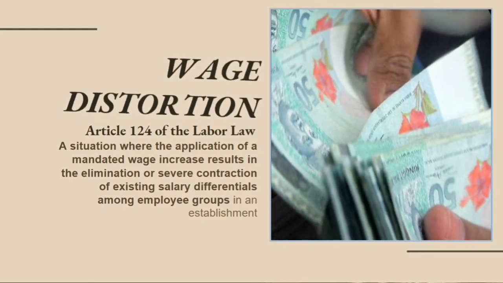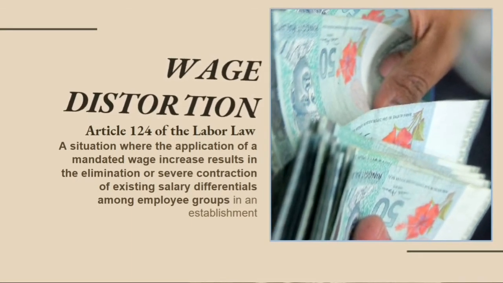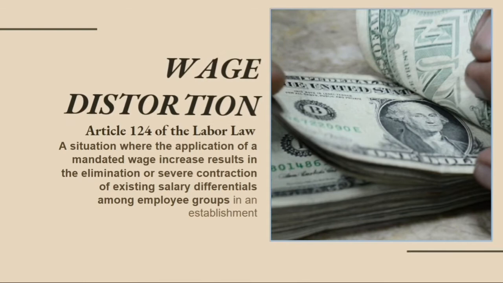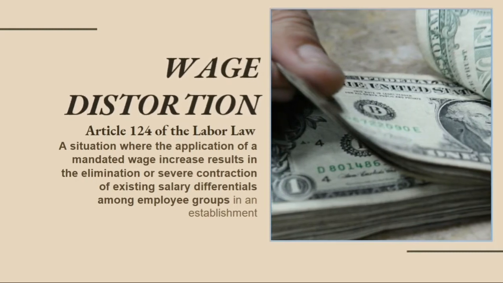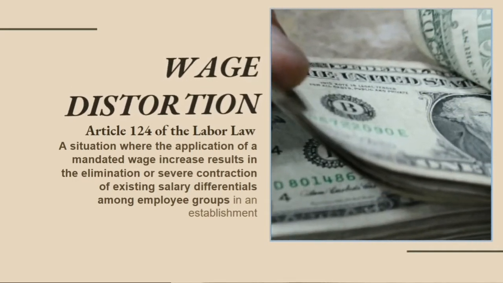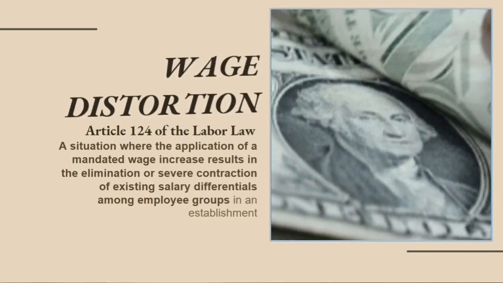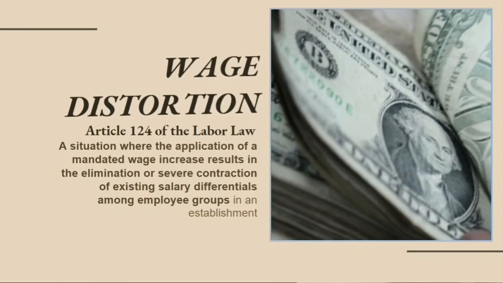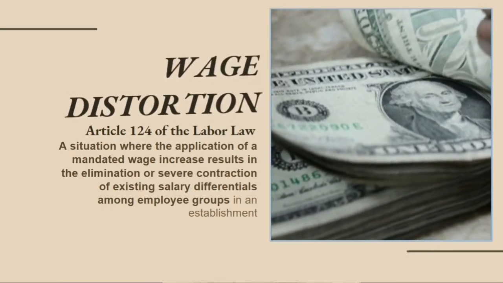So this wage distortion, according to Article 124, is a situation where intentional quantitative differences in wage or salary rates between or among salary groups in an organization are effectively obliterated, eliminated, or severely contracted. So for instance, class, employee A holds a higher position while employee B has a lower position. So once there is a wage increase, both employee A and B are entitled. However, in some cases where a company has employees in different regions, the wage rates may be applied based on that region.